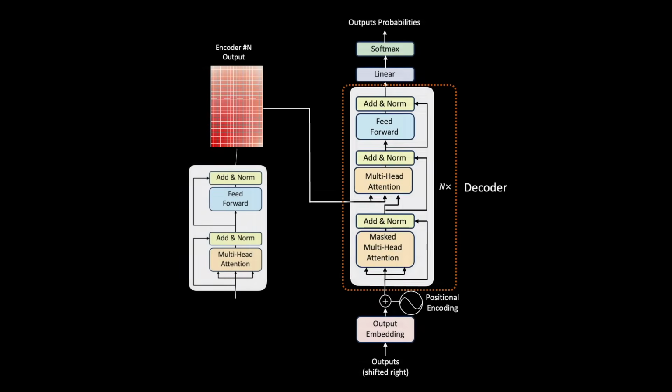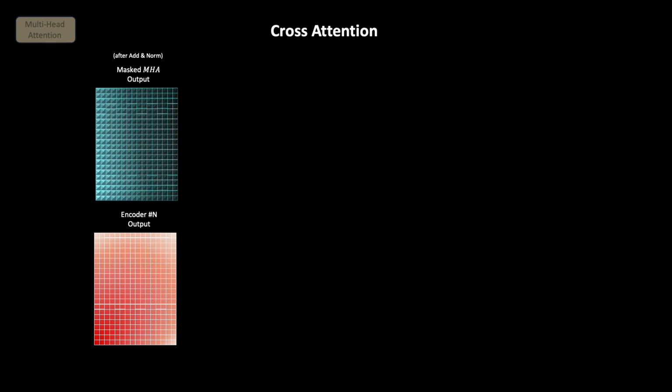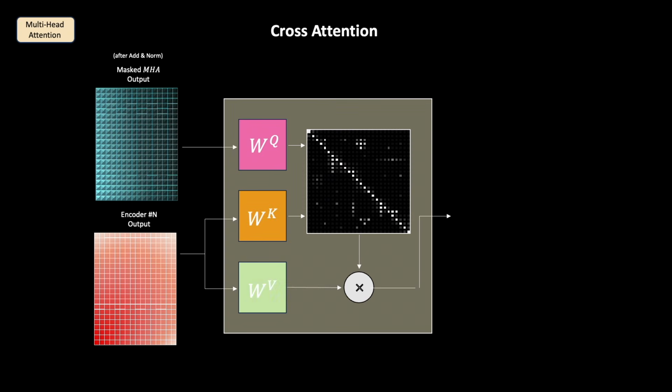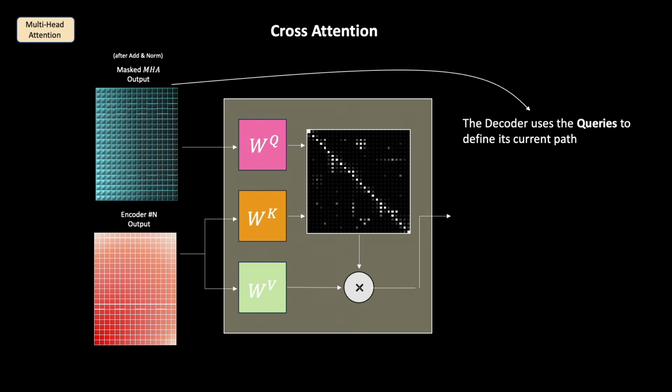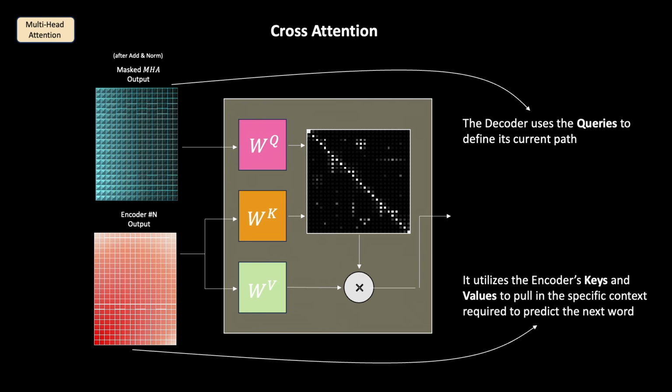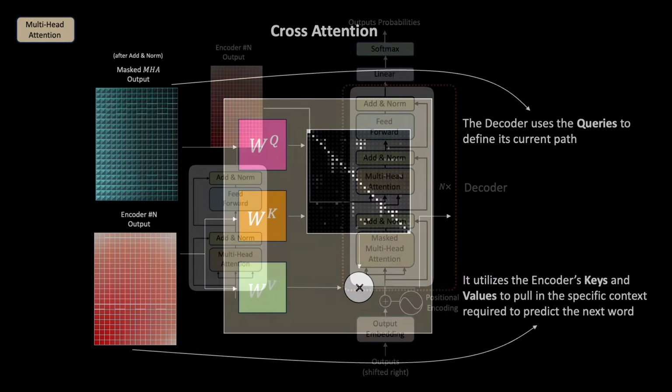The remaining blocks are similar to the encoder, but the multi-head attention block in the decoder is slightly different since it performs cross-attention. In this layer, the encoder outputs are used to generate the keys and values, while the decoder's previous layer generates the queries. This is one of the most powerful features of the transformer. The decoder uses its queries to ask the encoder's representation: based on the words I've generated so far, what relevant information from the original input should I use to predict the next token? This cross-attention mechanism acts as a bridge, allowing the decoder to focus on specific parts of the input sentence that are most relevant to the word currently being generated.